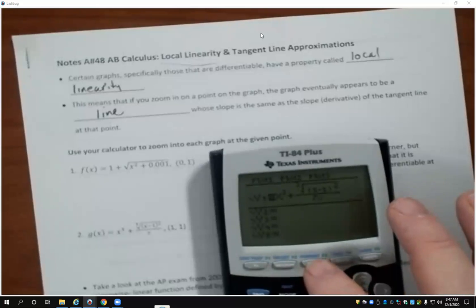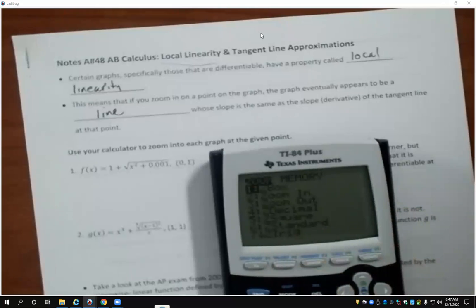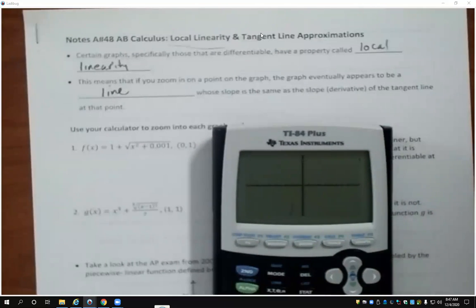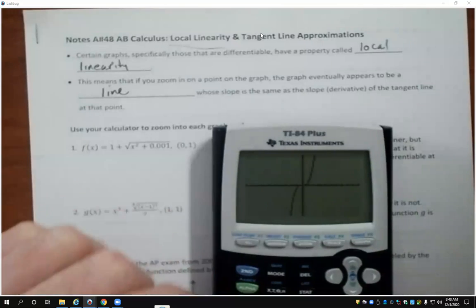And I'm going to hit zoom 6 because we changed our window in that last one. So we're going to go back to the normal negative 10 to 10 window. And there's the graph right there. And it says the function initially appears to be locally linear, but it is not. So we're going to zoom in on the point 1, 1.